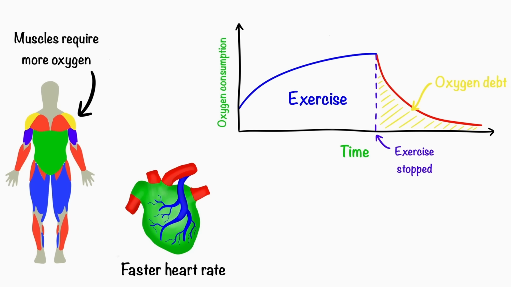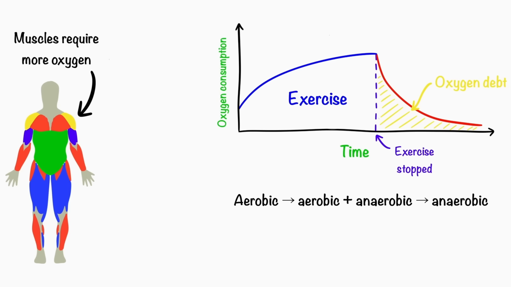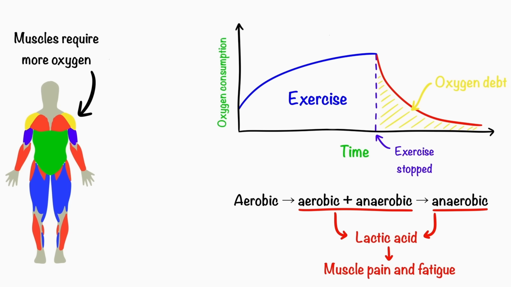However, during vigorous exercise like sprinting, your body cannot supply oxygen to your muscles quickly enough. When this happens, your muscles start respiring anaerobically as well as aerobically. This produces lactic acid, which builds up in the muscles and can cause pain and fatigue. Long periods of exercise can cause muscle fatigue. The muscles get tired and stop contracting efficiently.